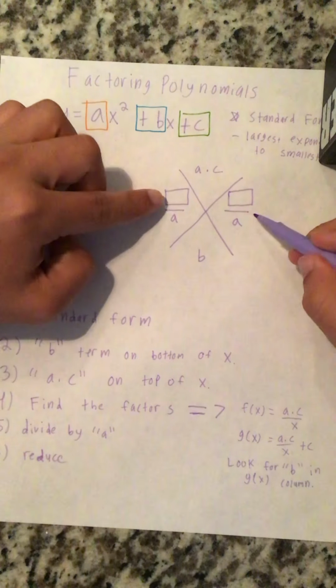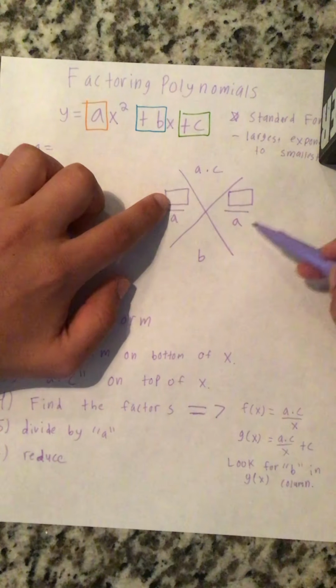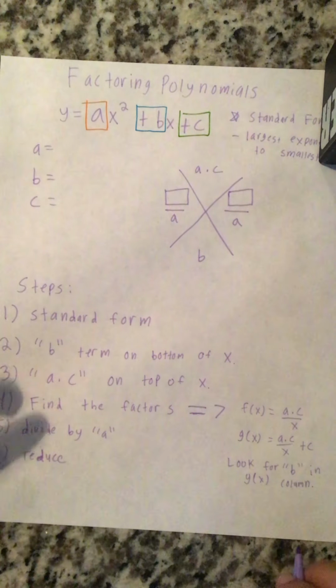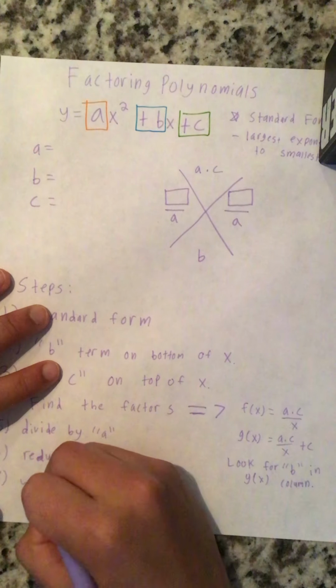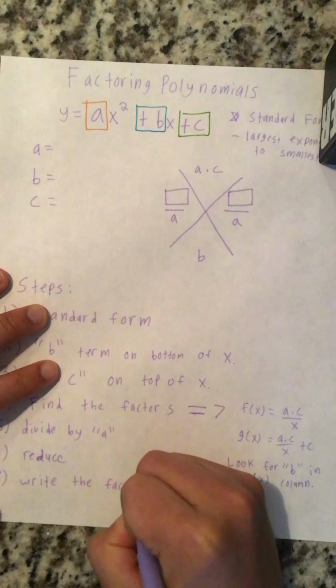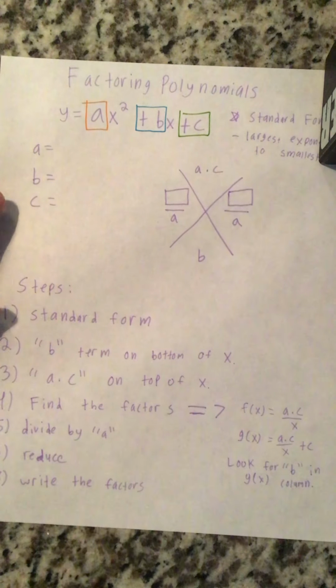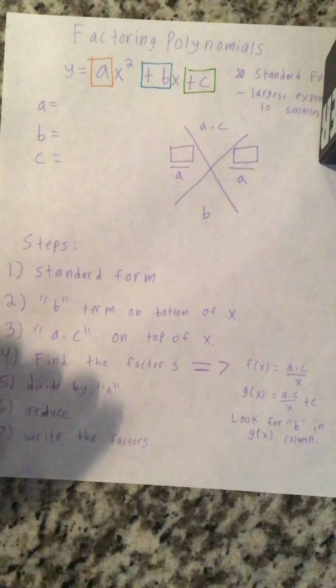So if I have like 9 over 3, that reduces to 3. It just means do the division, right? We're going to reduce it. And then step 7 is we're going to write the factors. So we're going to write our final answer. Okay, we're going to write the factors. And our factors should look, let me slide down some more, our factors should look like this.